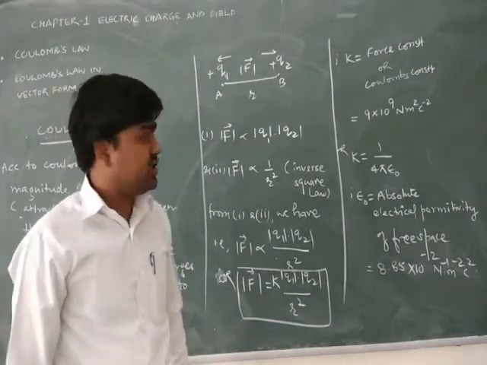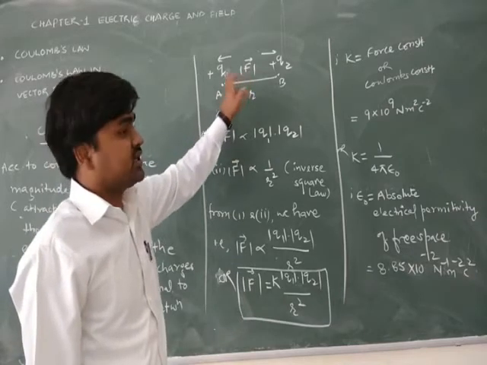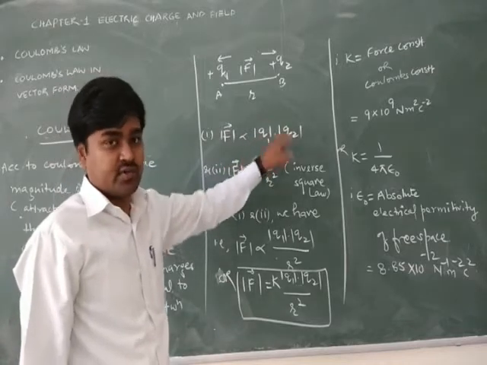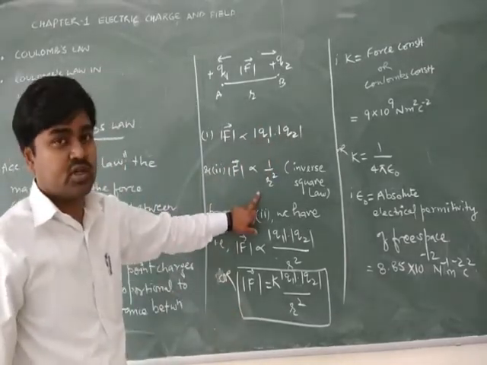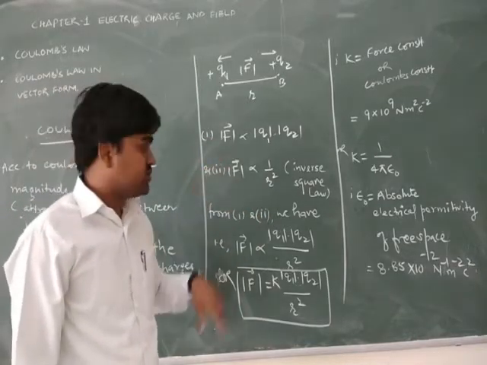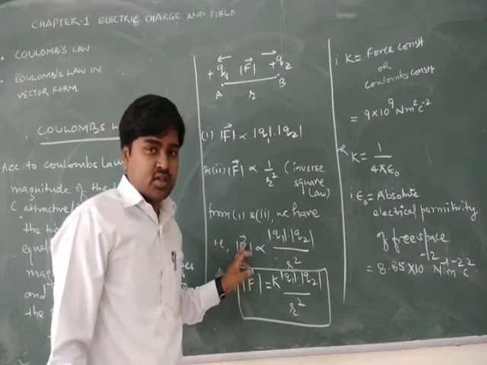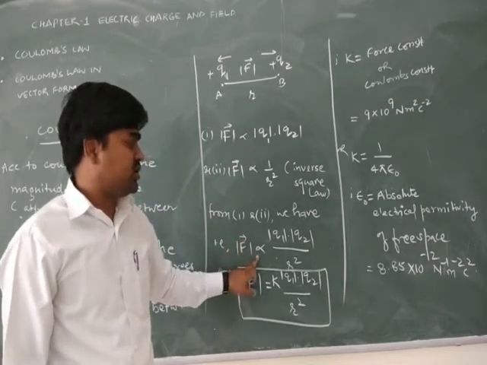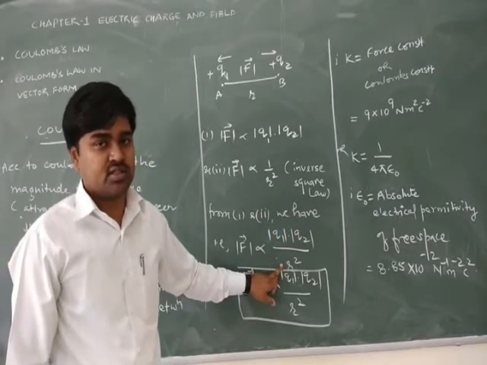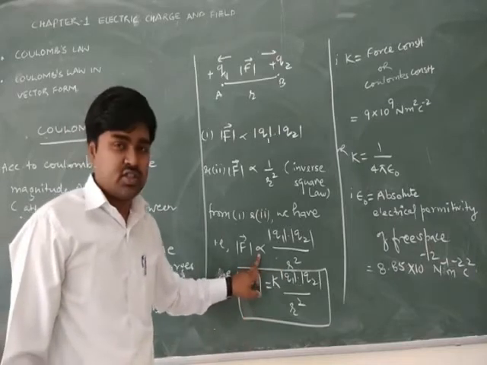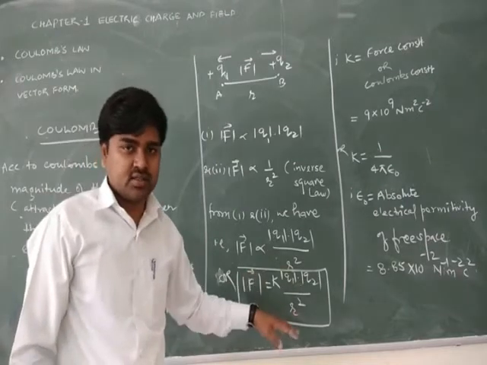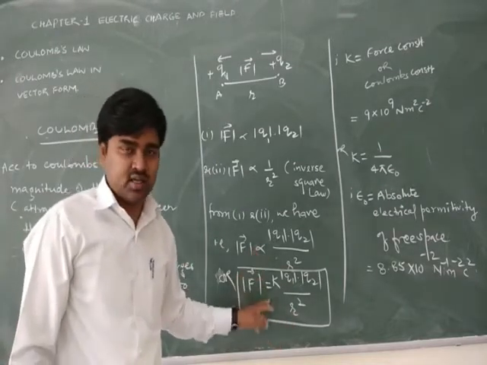According to Coulomb's law, the magnitude of force acting between these 2-point charges is directly proportional to the product of the magnitude of each charge and inversely proportional to the square of distance between them. On combining these two, we have the magnitude of force directly proportional to the product of the magnitudes of these charges and inversely proportional to the square of distance between them. To remove this proportionality sign, we have to multiply a constant on the right side. Here I have taken it as K.